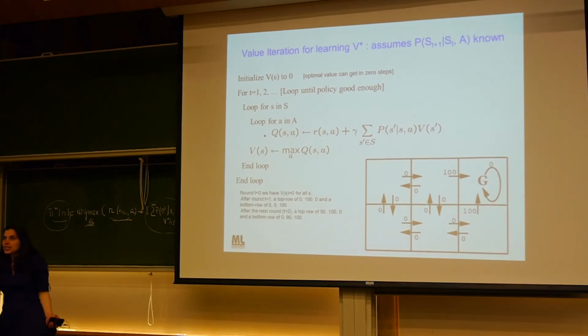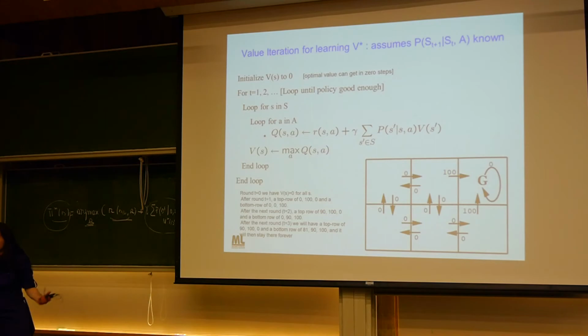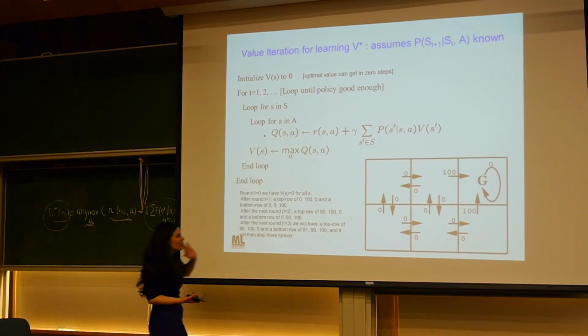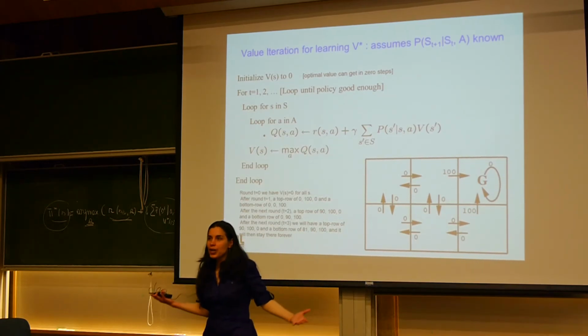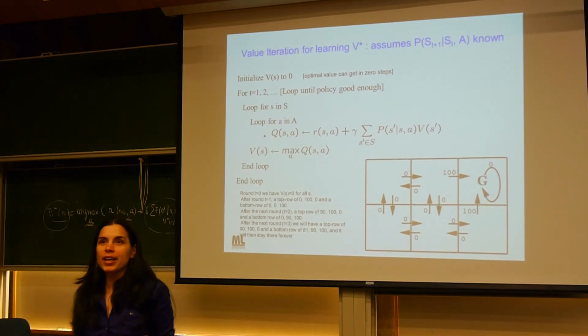Okay, and how about the next time step? I'm giving it away, it's obvious. Then I'm going to get 81 here, and everything else will stay the same. Right? And if you go for t equals 4, nothing changes, right? Because there's nothing more I can improve.